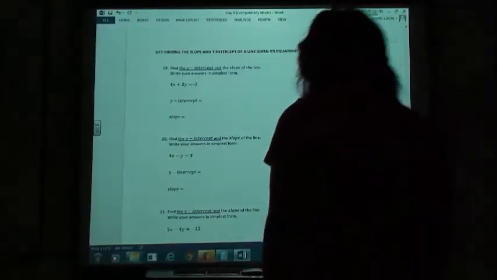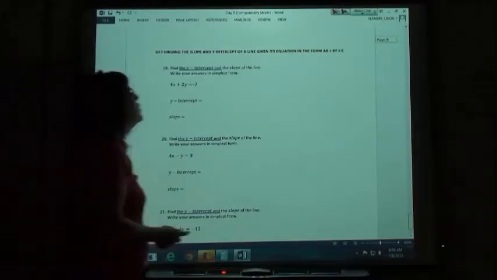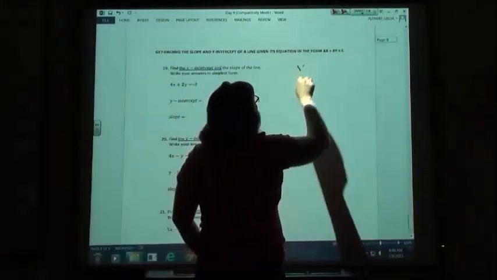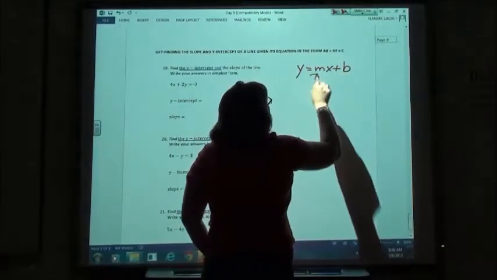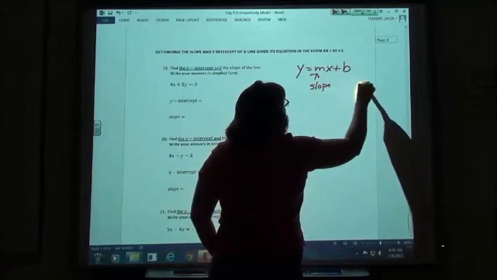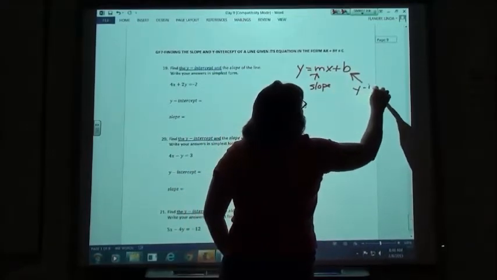And 19, 20, and 21, finding the slope and the y-intercept of the line given the equation in ax plus by equals c, which is standard form. What we want to do is rewrite it in slope-intercept form. Slope-intercept form is y equals mx plus b, the m being the slope, and the b being the y-intercept.